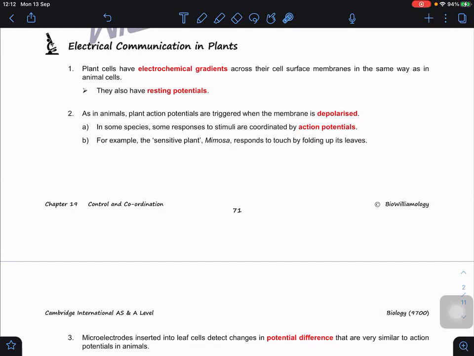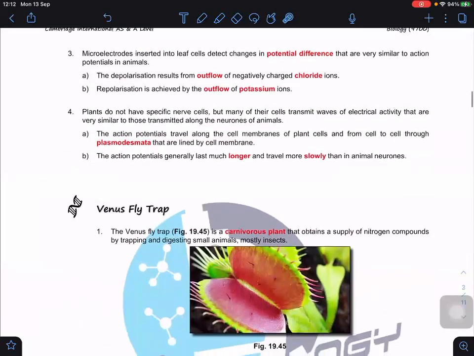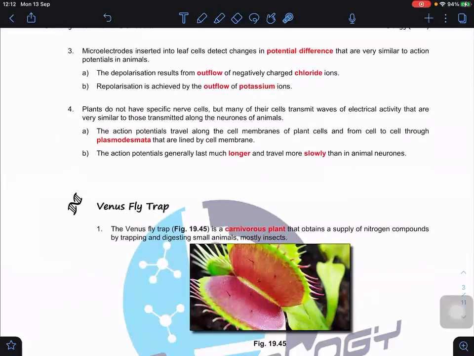So plants actually communicate by electrical communication, because the response is very, very fast. If we use a microelectrode inserted into the leaf cells, we can detect the change in the potential difference, or membrane potential, which is very similar to an action potential. In some of these plants, the depolarization results from the outflow of negatively charged chloride ions.